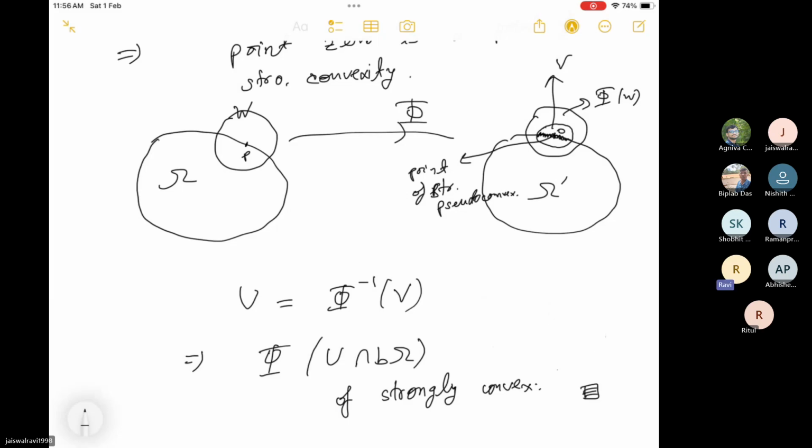I hope the proof of the theorem is clear. It's basically that you have to play with the defining function and with the Taylor series of the defining function to get this theorem.